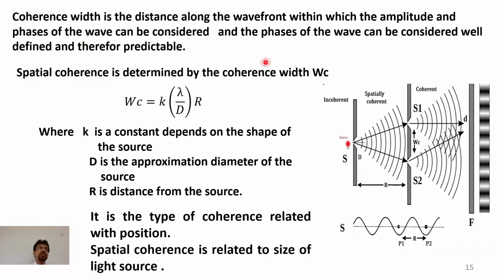Now consider the width, which is a distance along the wavefront within which the amplitude and the phase of the wave can be considered well defined and therefore predictable. The spatial coherence is determined by the coherence width, say Wc. From the geometry of this figure, the coherence width is expressed as Wc equal to K into lambda divided by D into R. Here K is a constant depending upon the shape of the source, D is the approximate diameter of the source, and R is the distance from the source. See here these 2 points are at a distance R from the source.